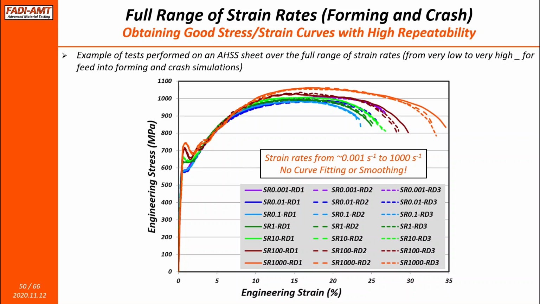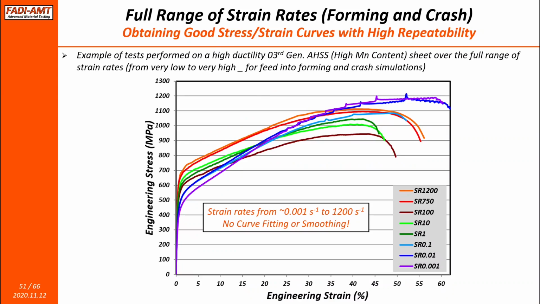Another example of a full set of stress-strain curves from 0.001 to 1000. This is usually the full range from min to max of such systems, high-speed hydraulic systems, and you typically don't need more than 1,000 strains per second to represent materials for automotive applications.